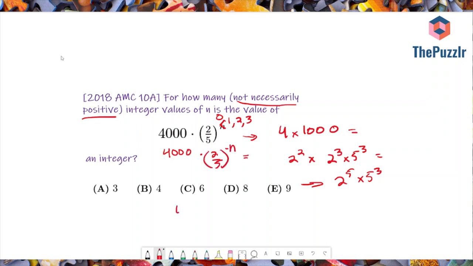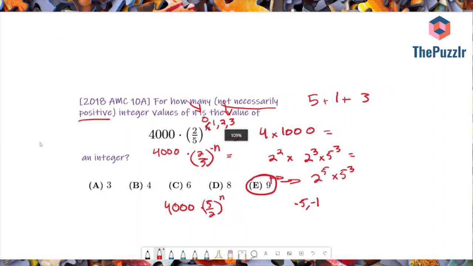That's going to give us 4,000 times 5 over 2 to the power of n. So this is the same problem as here, but instead of dividing by powers of 5, we're dividing by powers of 2. And the exponent of 2 is 5. So you could have anywhere from negative 5 to negative 1. So negative 5 to negative 1, that's 5 numbers, plus 0, and then plus 3 positive numbers. So that would give us 9 as our total answer. Let's move on.